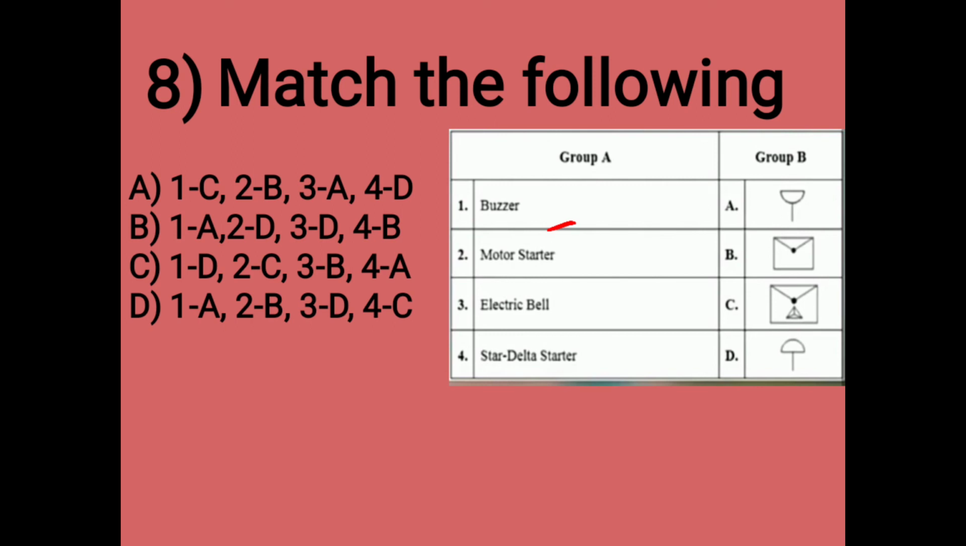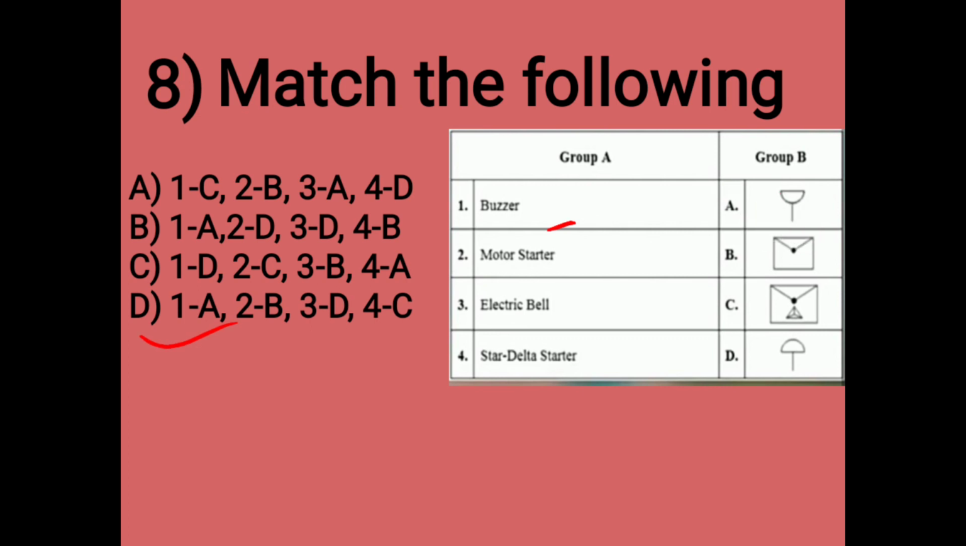Second is motor starter. Third is electric bell and fourth is star delta starter. So these are the names of this and these are the symbols. So the correct answer is option D, means 1A, means buzzer. This is the symbol of buzzer.